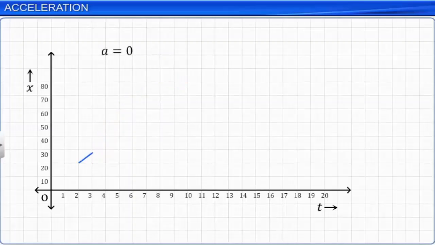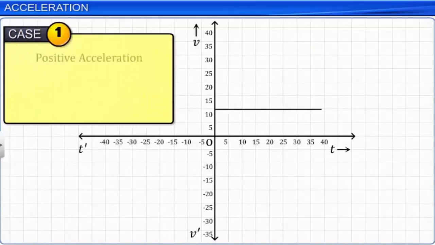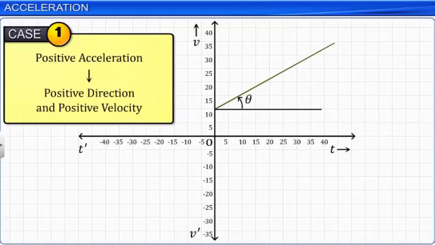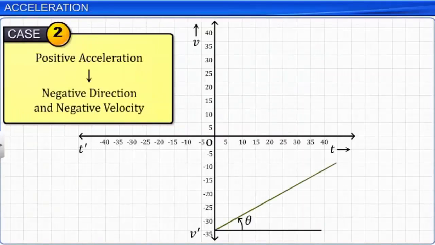Let us see what the v-t graphs for all four cases explained earlier look like. Body with positive acceleration, that is, positive direction and positive velocity: the graph is an inclined line above the x-axis with upward inclination. Body with positive acceleration, that is, negative direction and negative velocity: the graph is an inclined line below the x-axis with upward inclination.